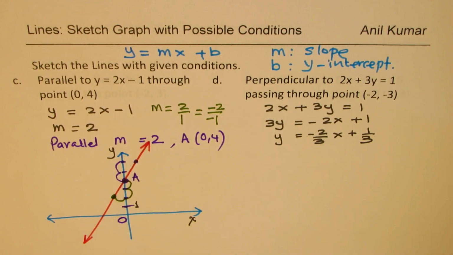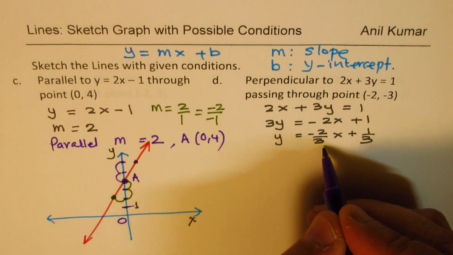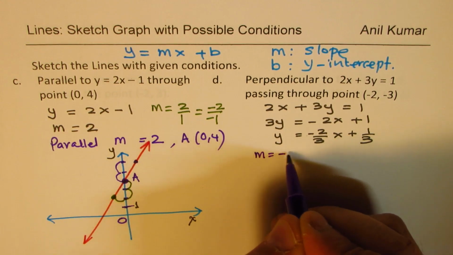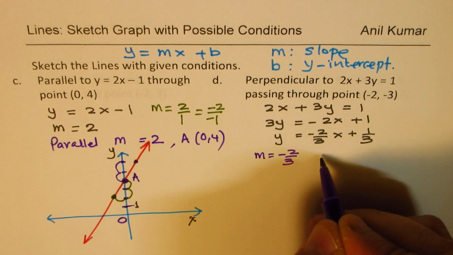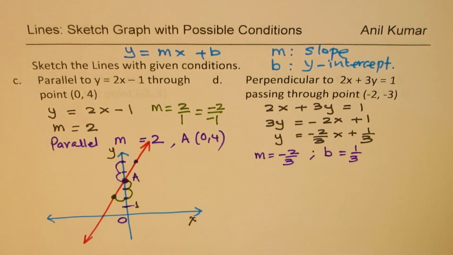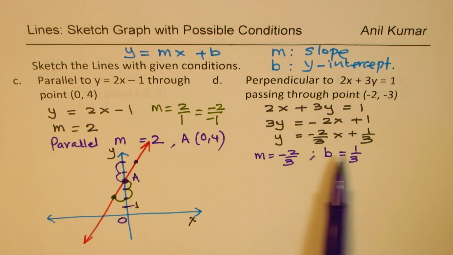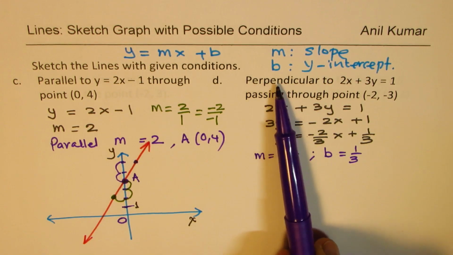Perfect. Now here, you know that the slope of the line is what? Slope of the line is minus 2 over 3. So here we have, this is the slope. So m is minus 2 over 3 and the y-intercept, which is b, is 1 over 3. Correct? That is how it is. How do you sketch this particular line? Okay. The important thing here is perpendicular to this line. So not this line we have to sketch. We have to sketch a line which is perpendicular.